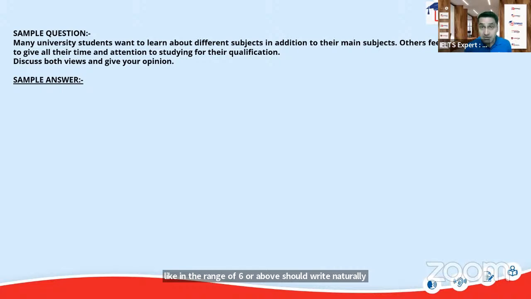So there is always a human factor. So if you are going to memorize, your write-up would be assessed on what you write after the memorized lines. So do write naturally.